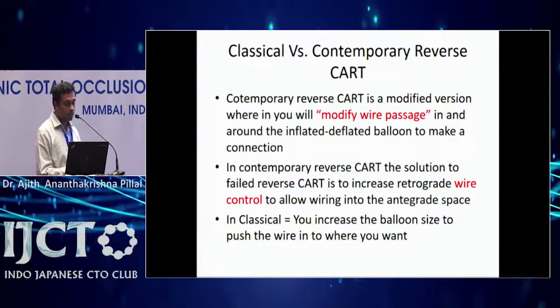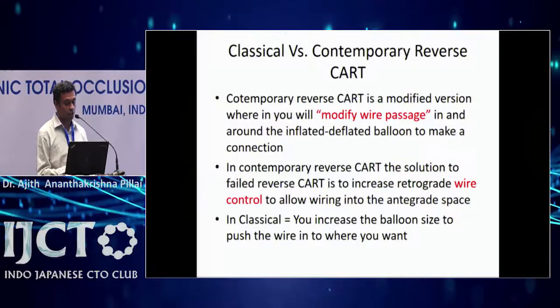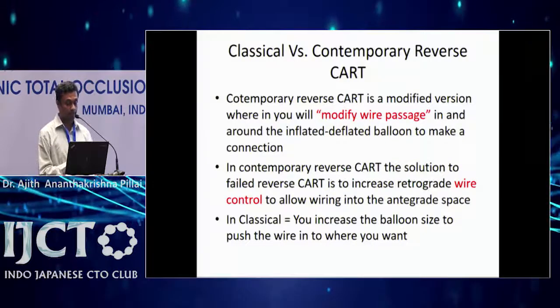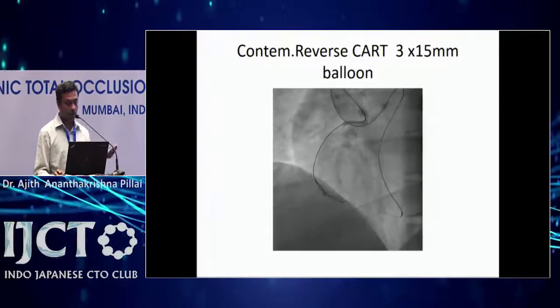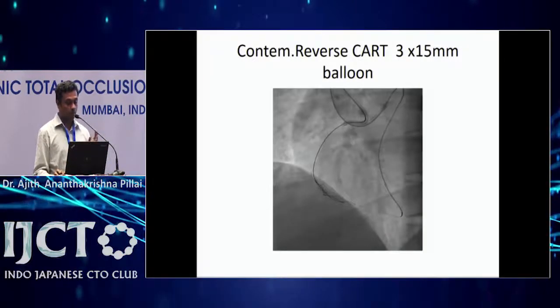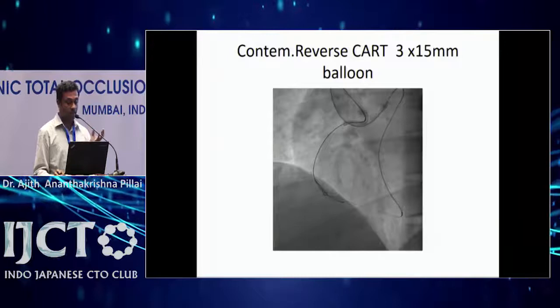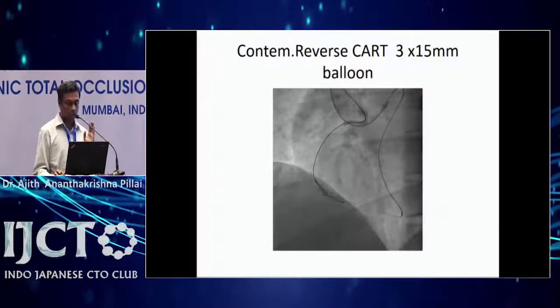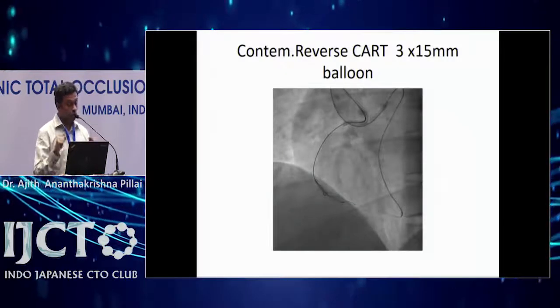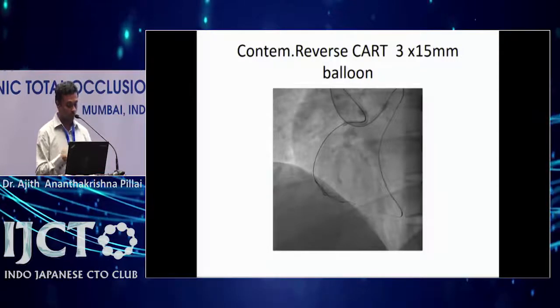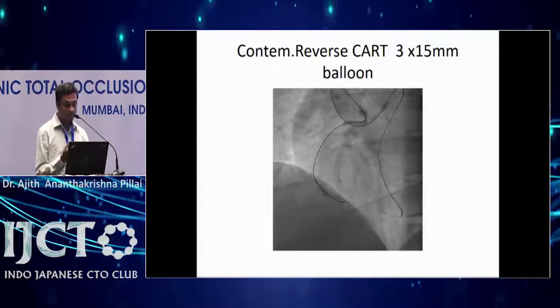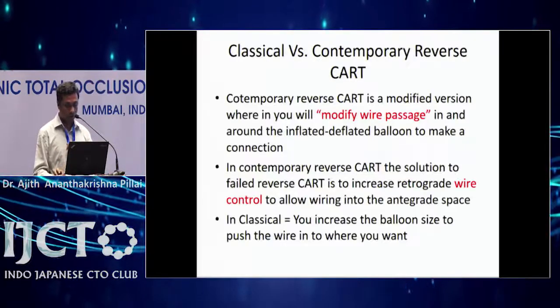So contemporary reverse cut is a modified version where you modify wire passage in and around a deflated balloon, like we saw here. So you are actually modifying the retrograde wire passage by inflating and deflating within the CTO segment, and then you allow the retrograde wire. So most of the work is actually done by the operator, where he is maneuvering the retrograde wire while inflating, deflating the antegrade balloon. So that is contemporary reverse cut.